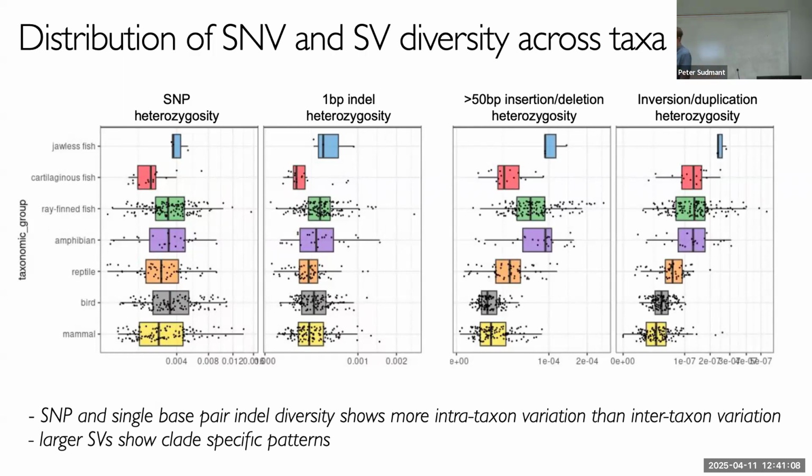And what you can see is this extraordinary result in that there are clade-specific patterns here, in that some clades, particularly amphibians and ray-finned fishes, have a lot more structural variation heterozygosity. Again, this is not the genome. This is variation segregating in the population.